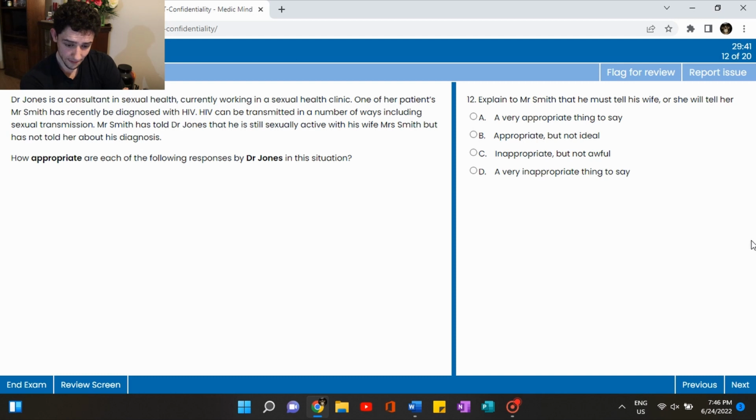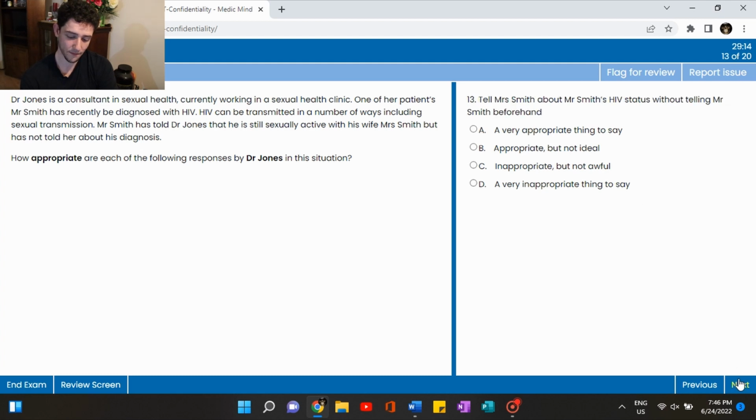So explain to Mr. Smith that he must tell his wife, or she, the doctor, will tell her. Pretty much a similar explanation to what I just said before. This is very appropriate because, number one, you're explaining the situation to Mr. Smith. You're saying what information has to be disclosed, and you're giving him the option to do it himself before the doctor does it. So it's a very appropriate thing to say.